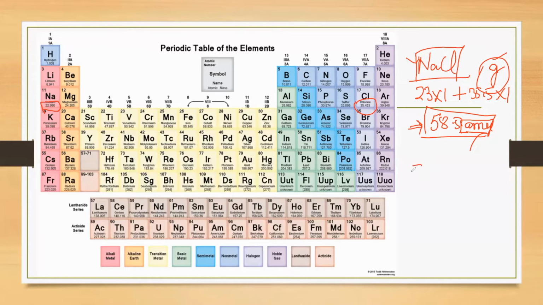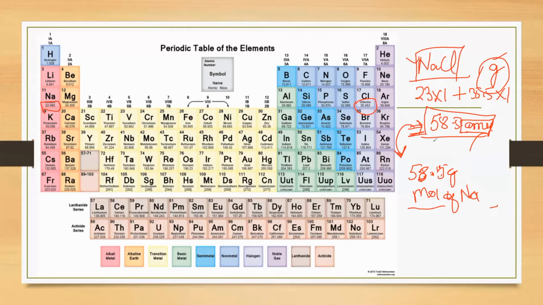If it is 58.5 gram instead of 58.5 AMU, we would call it 1 mole of sodium chloride. How is it 1 mole? Because it contains the actual gram which is equivalent to the AMU. So if I express AMU in the form of gram, it would be 1 mole.